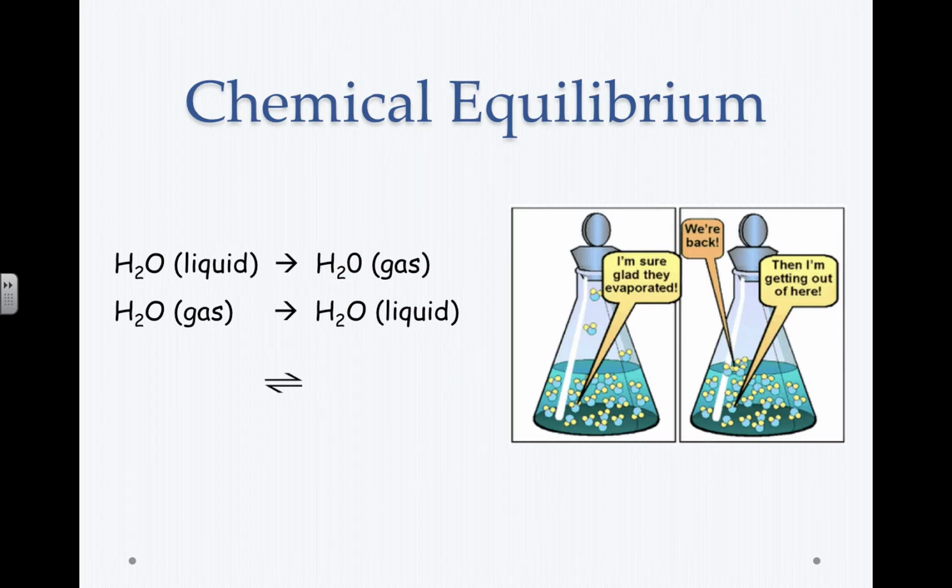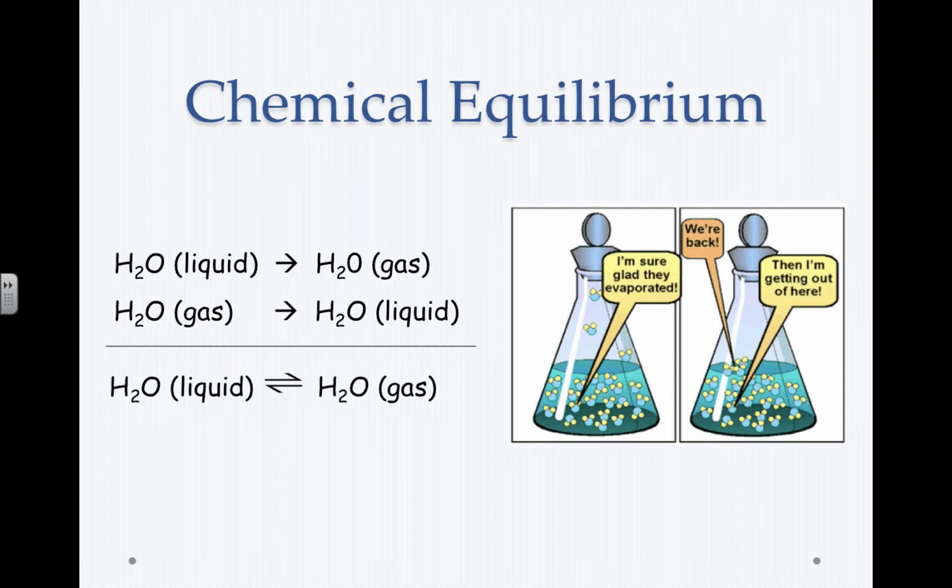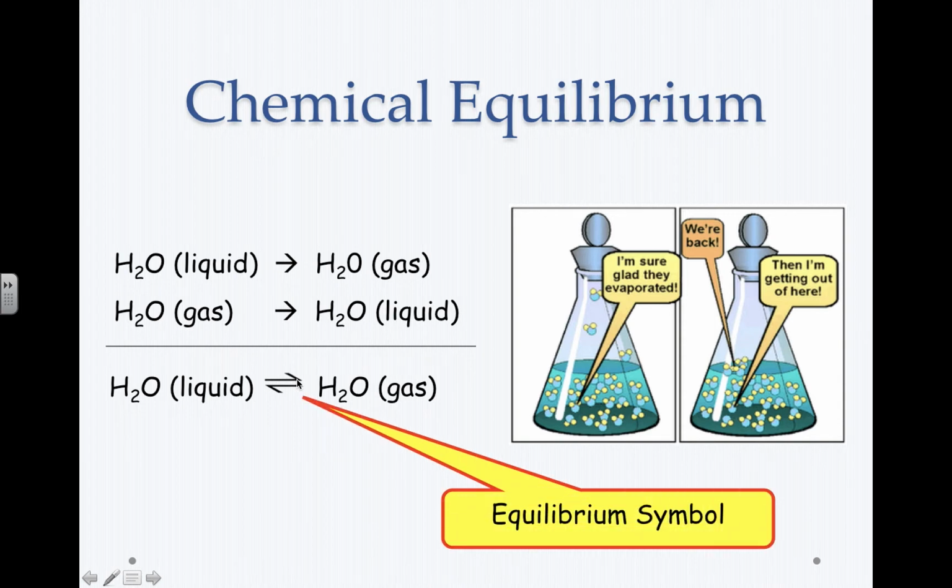Okay, so chemical equilibrium deals with chemical processes and with physical processes that are reversible. Okay, so we have water going from a liquid to a gas, there's your evaporation, and we have it going from gas to a liquid, so condensation. Okay. So the way we write this is with this nice little double arrow. That's our equilibrium symbol.